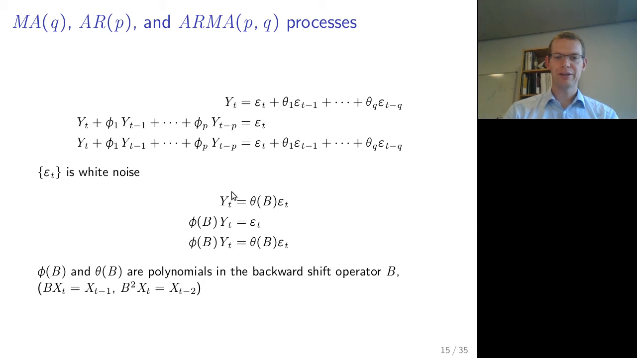We can also write this in operator form. This gives us theta(B) equals 1 plus theta_1 B plus and so on, plus theta_q B to the q power. That's the theta polynomial. Likewise for the phi polynomial. And the ARMA model is like this. We defined the backward shift operator last week, so I won't say more about that right now.